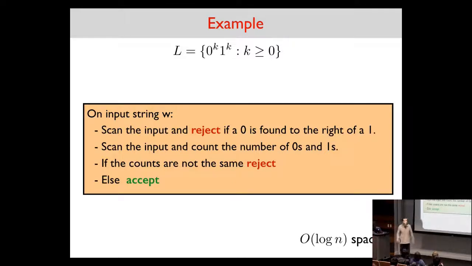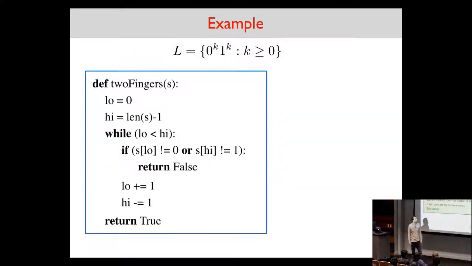It's going to be big O of log n space. Why? Because basically the real space you're using is for counting, right? And k, the input length is n. K is going to be like n over 2, so you're going to count up to at most n, right? Because the input is of length n. And if you want to count up to n, you can do that using log n bits. Okay.